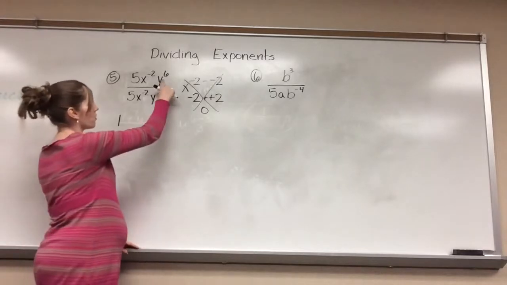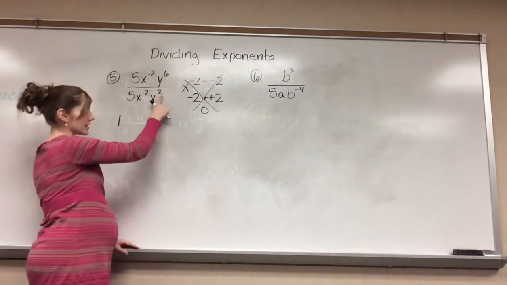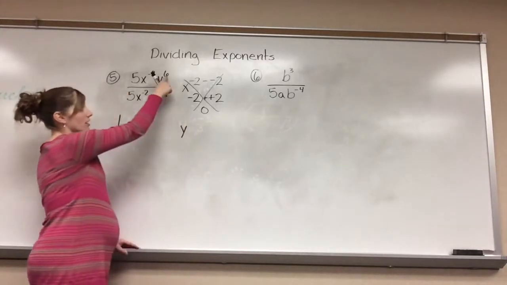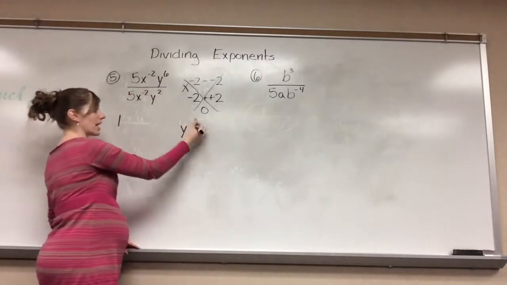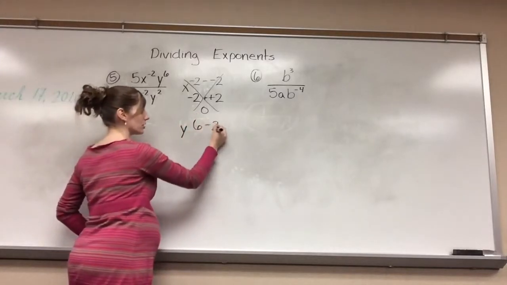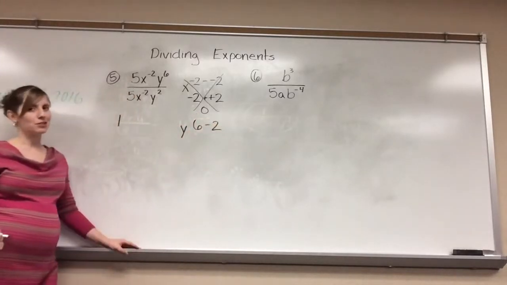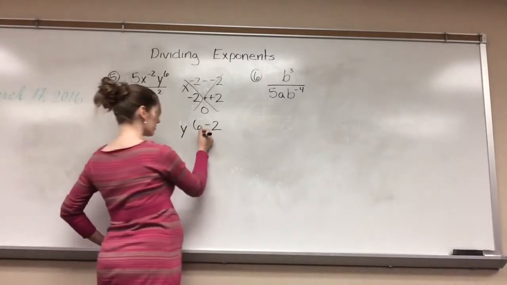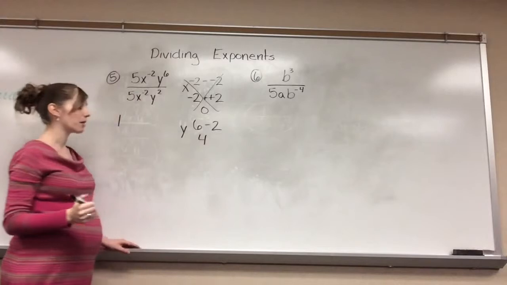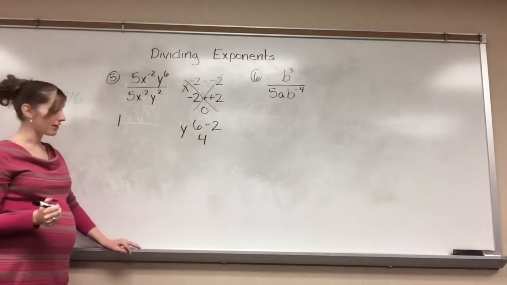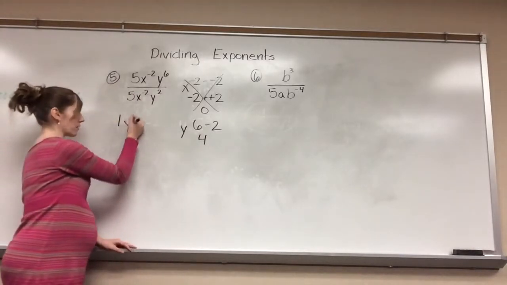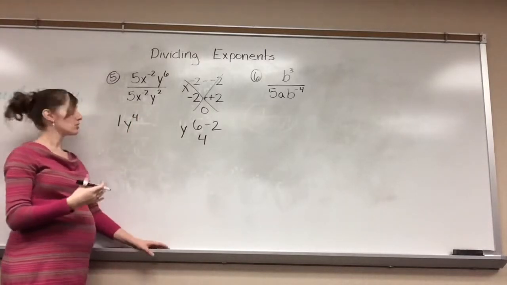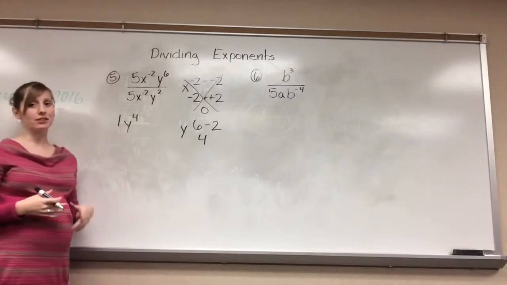For y, we have y to the 6th over y to the 2nd. We need to subtract the exponents. So we're going to start top minus the bottom. So we're going to have 6 minus 2. Well, 6 minus 2 I don't really need to change because I know what 6 minus 2 is. That's 4. And it's a positive 4, so that goes at the top of my fraction. So y to the 4th. I don't have any negative exponents, so 1y to the 4th is the correct answer.